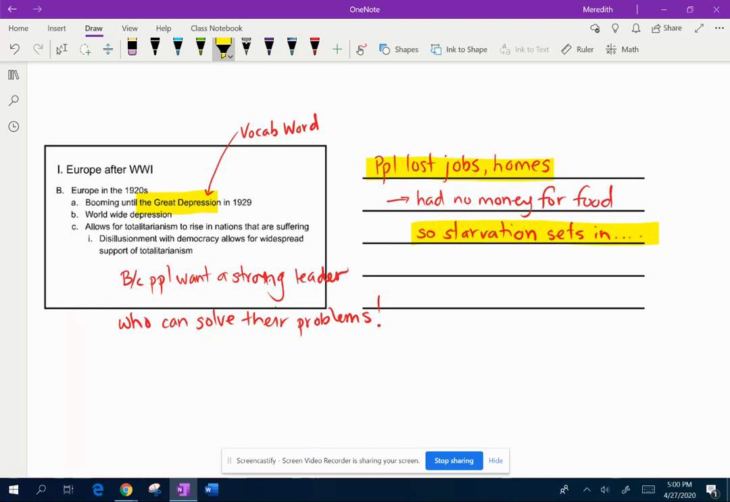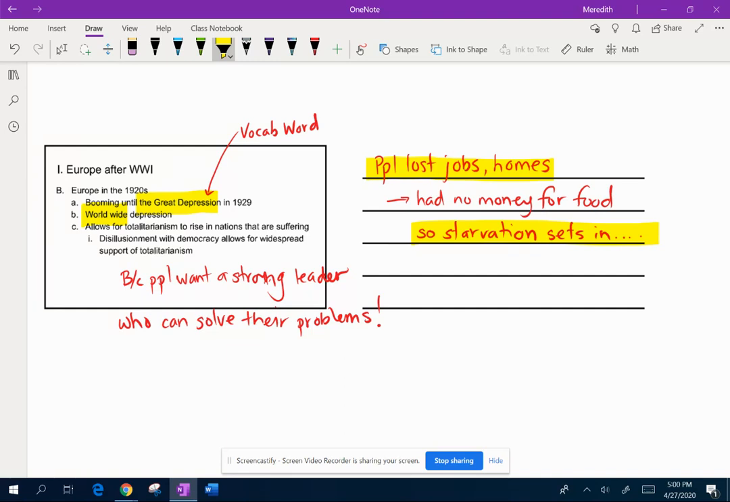Now, the depression starts in the United States, and then it's going to spread and it's going to become a worldwide depression. So, in the United States, we had approximately 30% of our population unemployed, and that's going to be characteristic of the entire world.